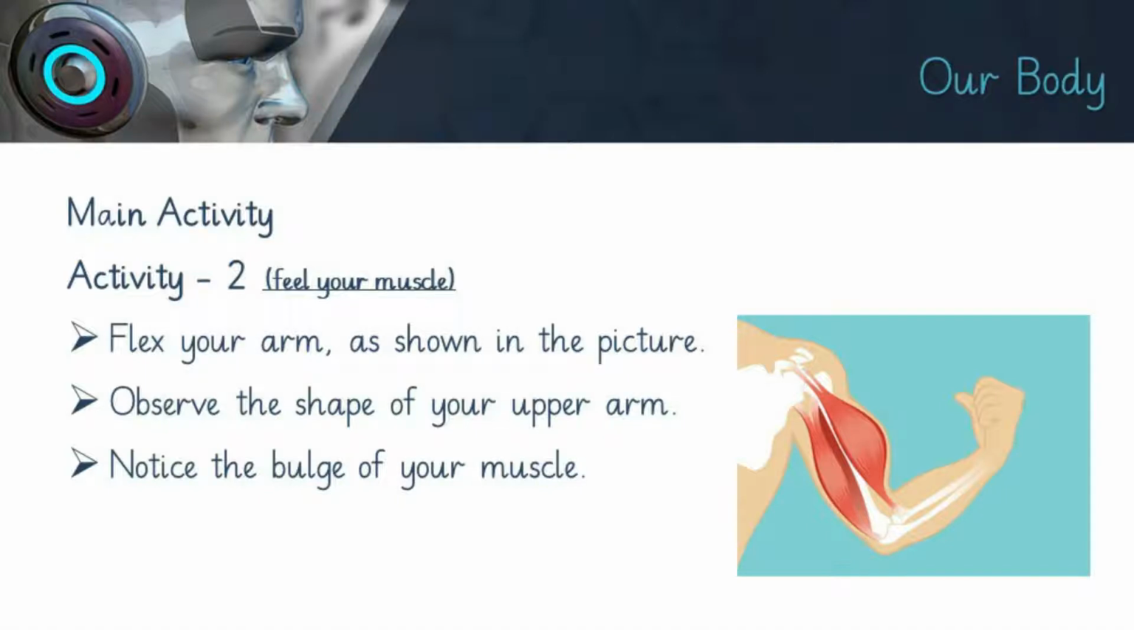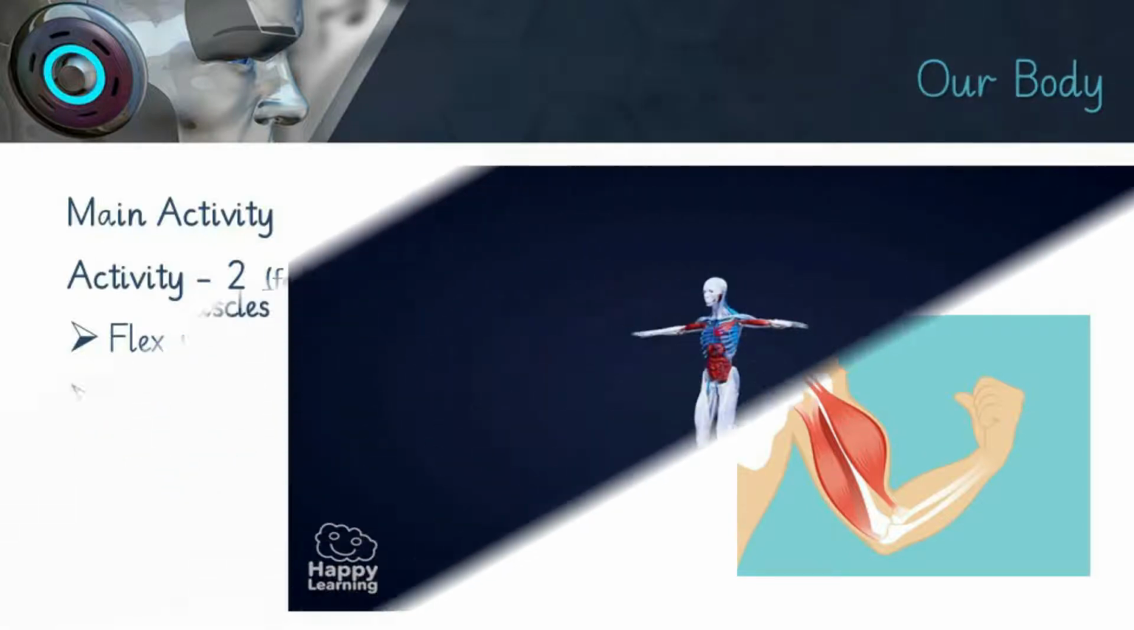Regarding muscles, let's do another interesting activity. As you can see in the picture, this is very simple and very interesting. Flex your arm as shown in the picture and observe the shape of your upper arm. You can notice the bulge of your muscle in your upper arm. This is a very common practice we often observe and experience.